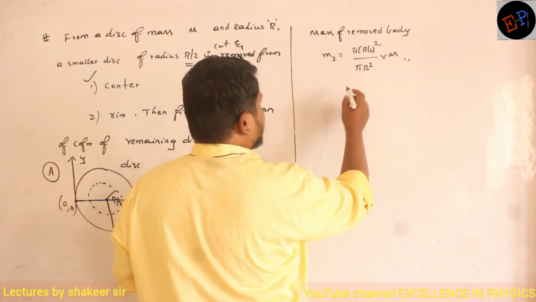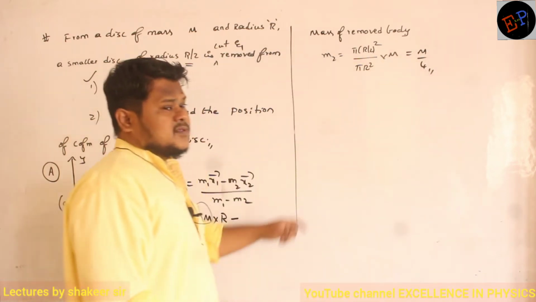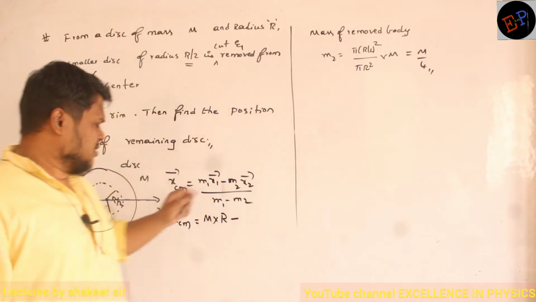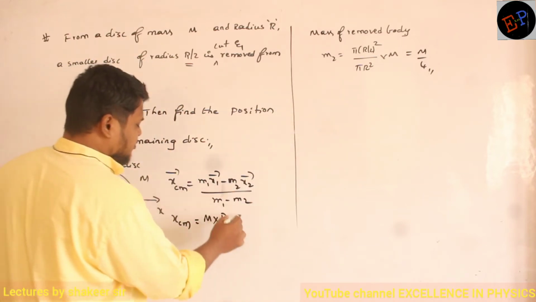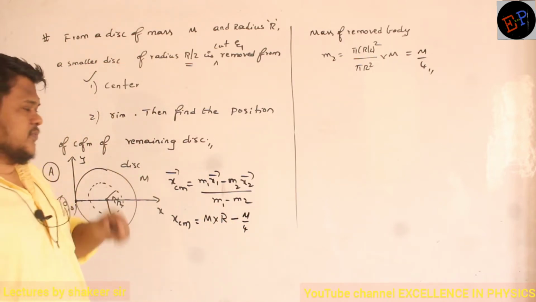Pi r square gets cancelled. Finally what will I get? I will get M divided by 4. So this is the mass of the removed disk. Understood? Now substitute here. So mass of the removed body is how much? M by 4. It is not M by 2, but it is M by 4.